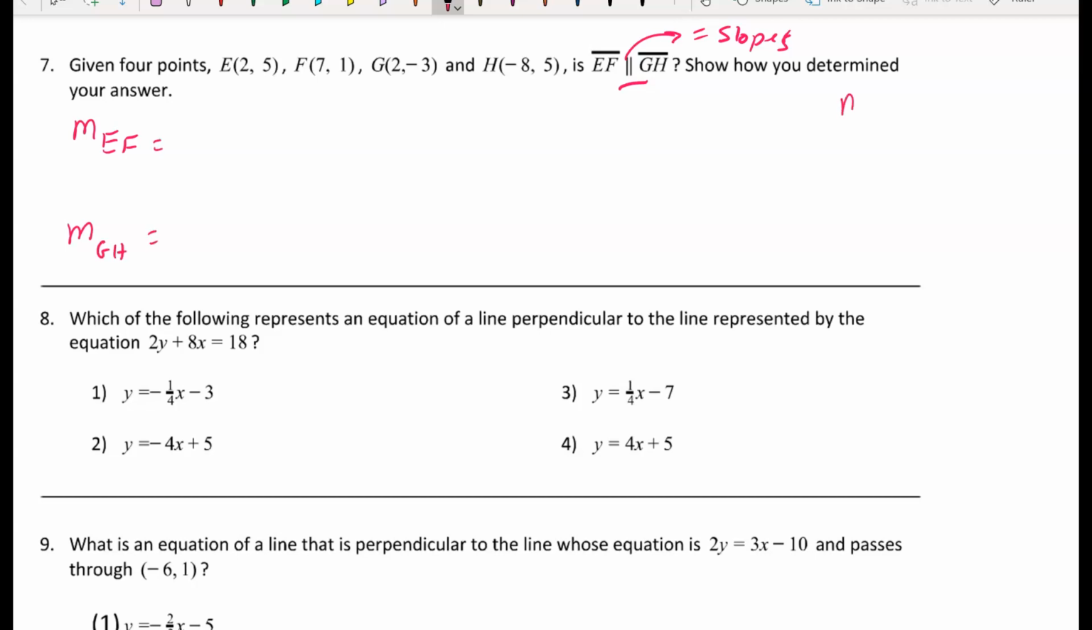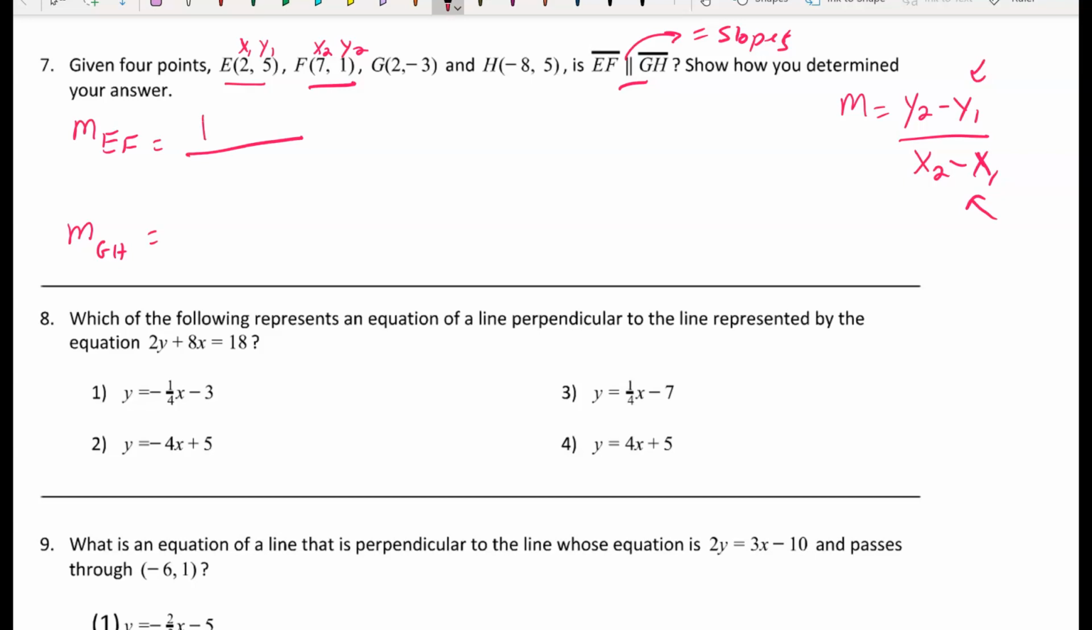If you don't remember the slope formula, remember that's y2 minus y1 over x2 minus x1. The subtraction of my y's over the subtraction of my x's. So if I'm just looking at E and F, I could label one of my points as x1, y1, and my other as x2, y2. Doesn't matter which one you label as which, as long as you're consistent with the 1 subscripts for one point and the 2 subscripts for the other.